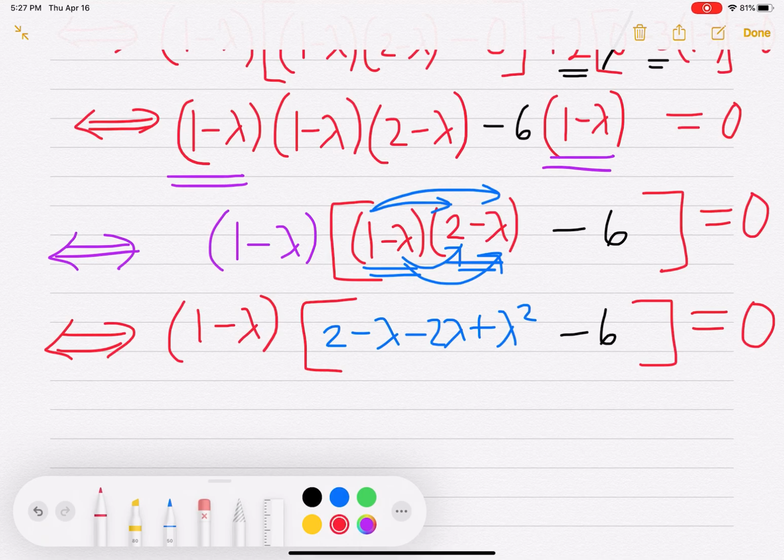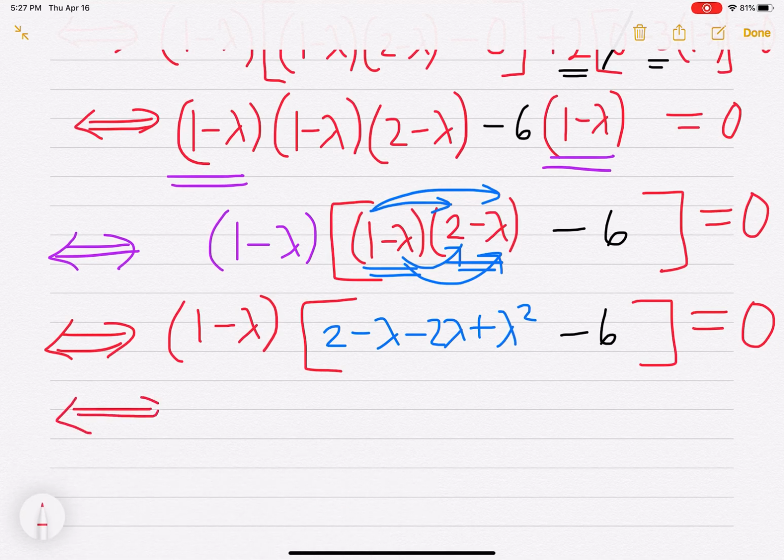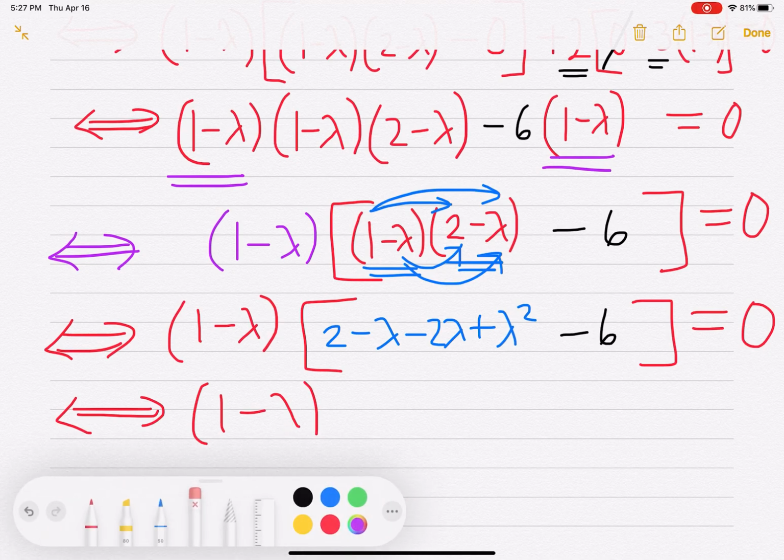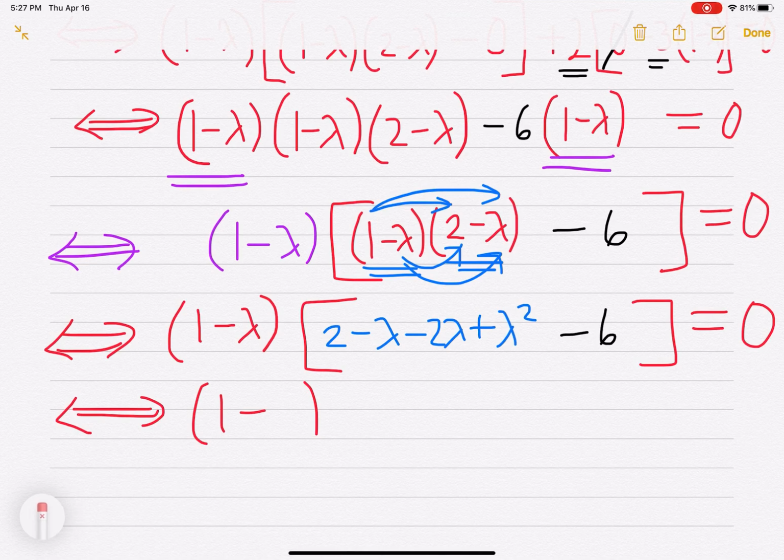All right, so I'm sticking with cleaning that up. I'm going to have 1 minus lambda. That's ugly, isn't it? Ugly. This is all equal to 0.